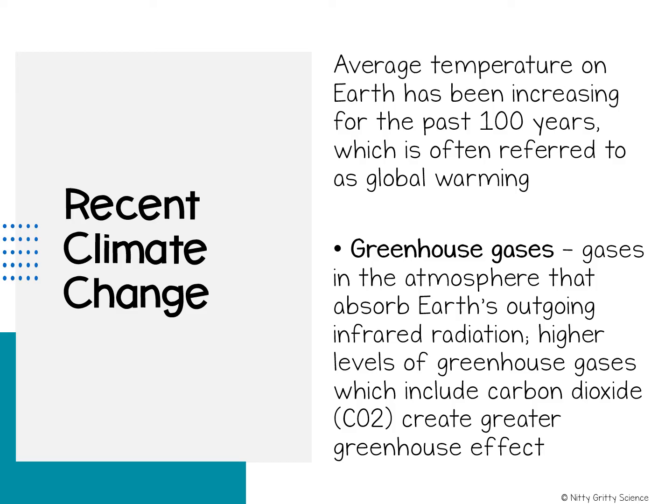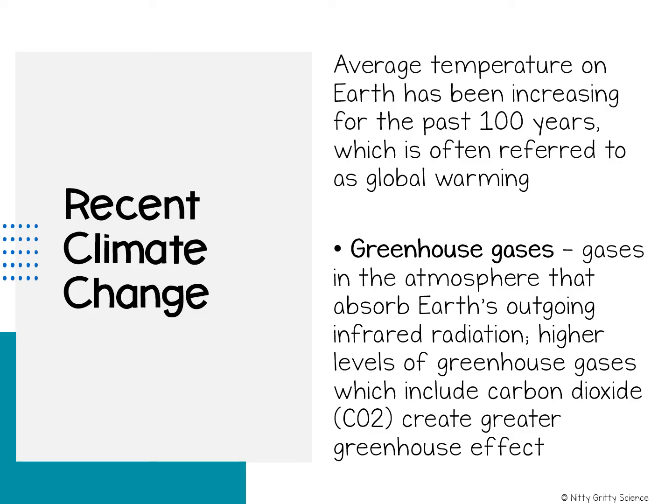Average temperatures on Earth have been increasing for the past 100 years. Globally, average temperatures were fairly steady from 1880 to 1900, and then from 1900 to 1945, they increased by about 0.5 degrees Celsius. A cooling period followed, which ended in 1975, and since then, the average temperatures have steadily increased. The greatest warming has been in the northern hemisphere.